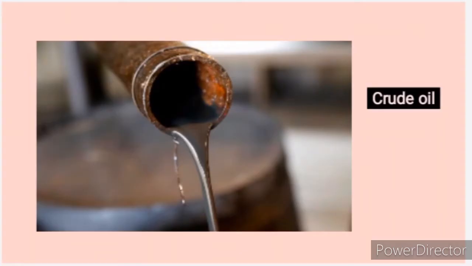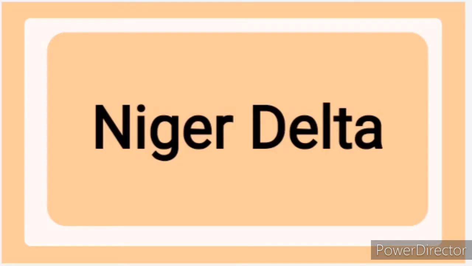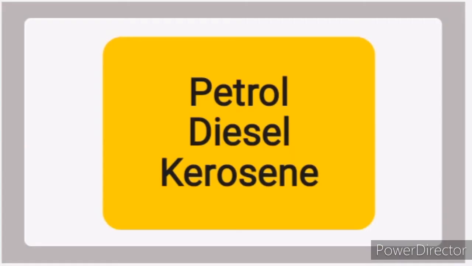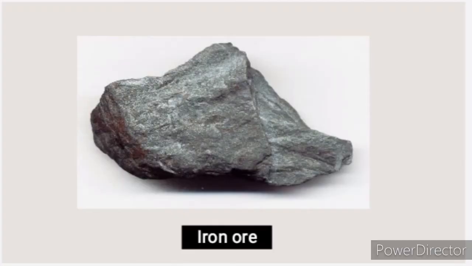For now, this is the most important mineral resource to us here in Nigeria, which is crude oil. We get a lot of things from crude oil, but before we talk about that, let's look at where we get crude oil from in Nigeria. In Nigeria, we can find crude oil in the Niger Delta region, and we can get petrol, diesel, and kerosene from crude oil.